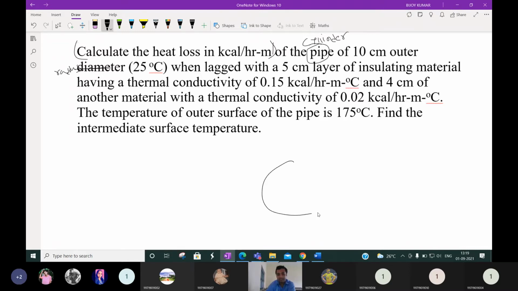It means a certain pipe is there, given as 10 centimeter, when lagged with a 5 centimeter layer of insulating material. Lagged with means with another 5 centimeter layer of insulating material. This is called the insulating material.